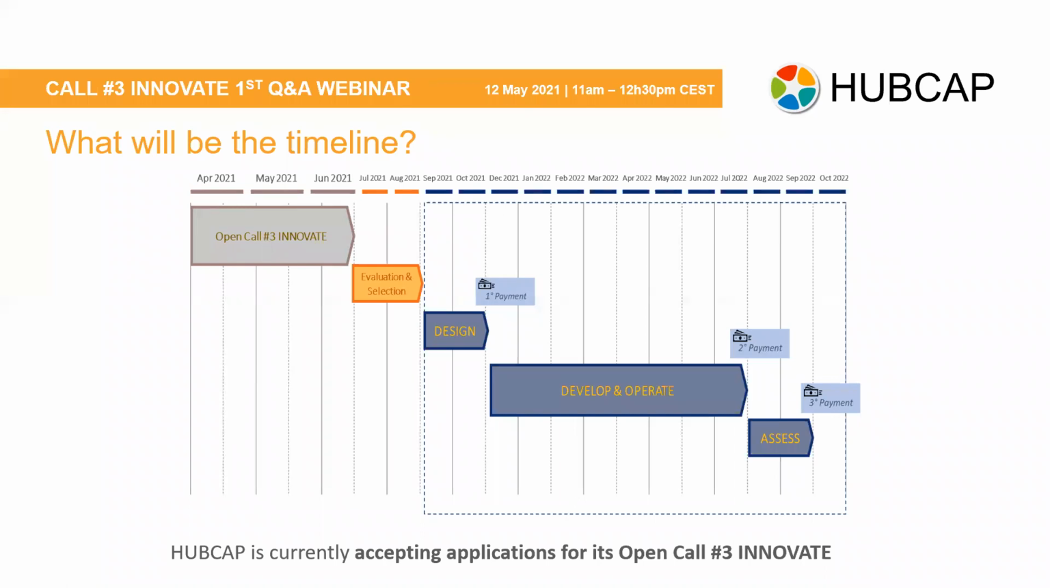So there will be a little bit of a postponement in starting the projects that will be selected through our Innovate call. Nonetheless, as you can see, it's divided in 3 main phases: design, develop, and operate. The Innovate projects will be running until October 2022.